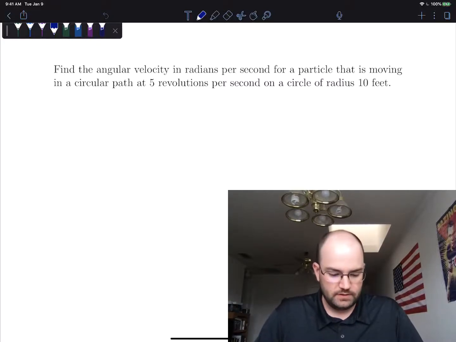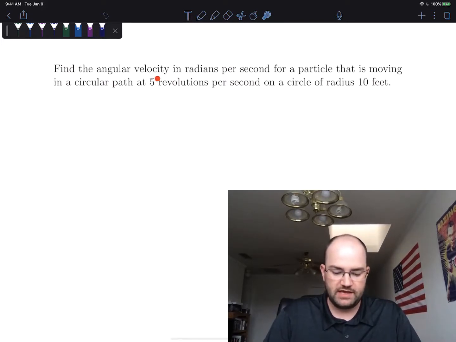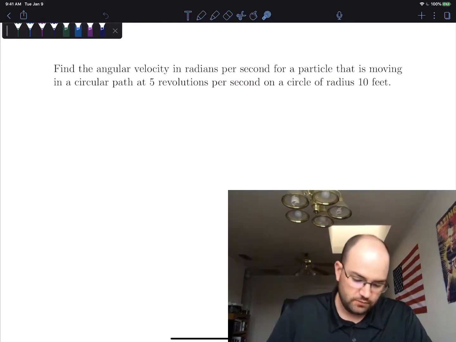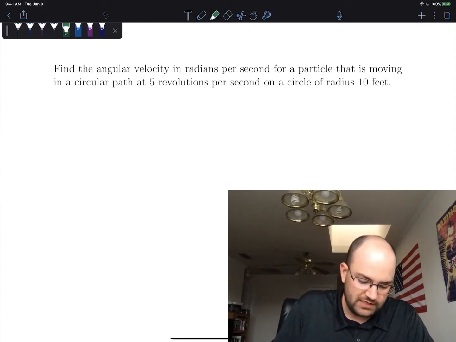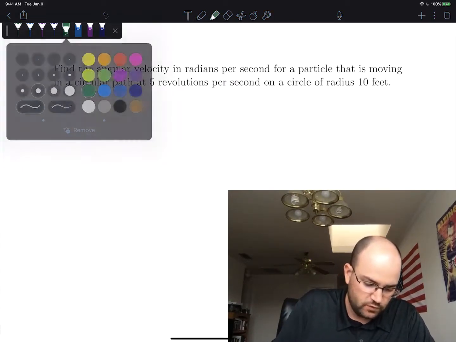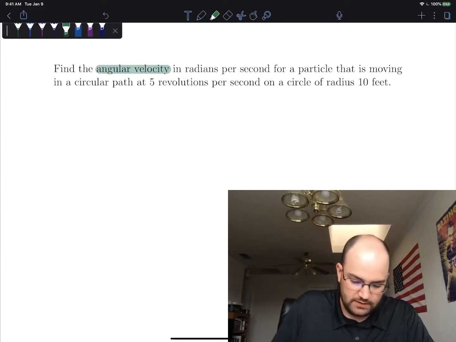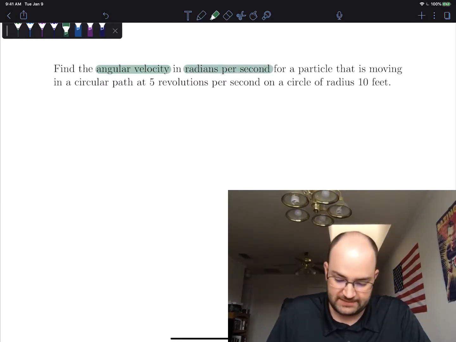Hello. In this video, we want to find the angular velocity in radians per second for a particle that is moving in a circular path at 5 revolutions per second on a circle of radius 10 feet. Okay, so looking at this, we want the angular velocity. It's always important to keep in mind what the question is asking us for. It wants not only the angular velocity, but specifically says radians per second.